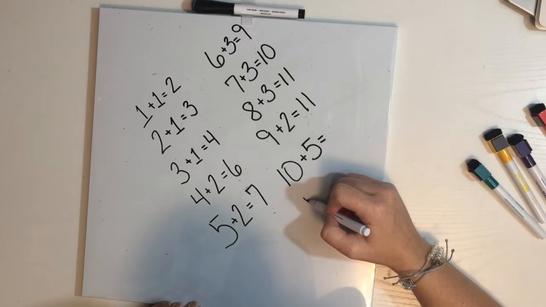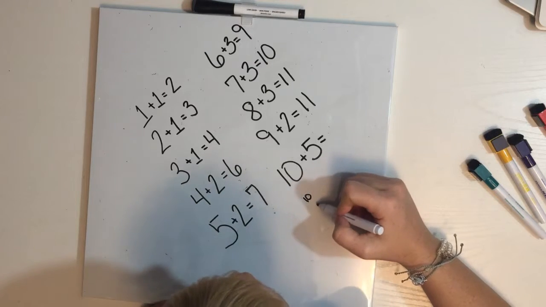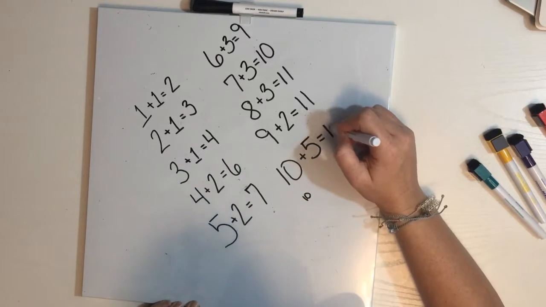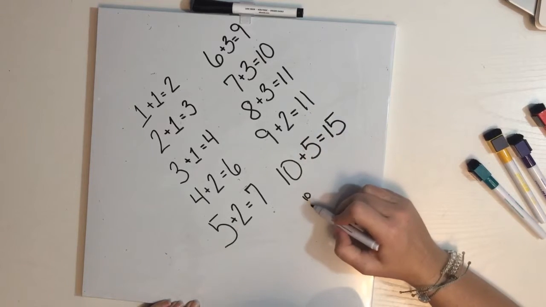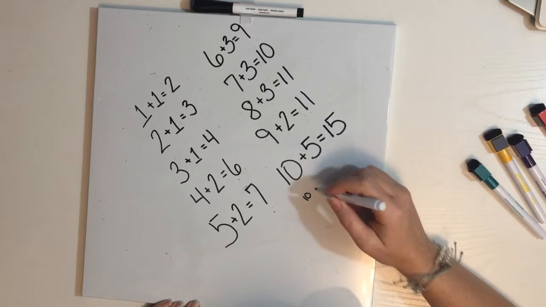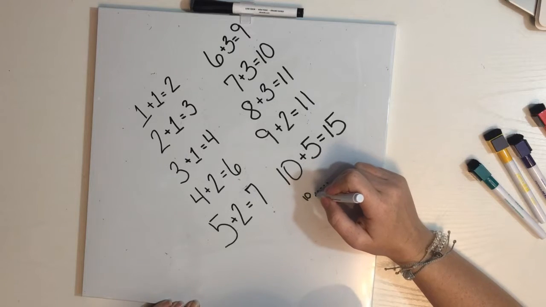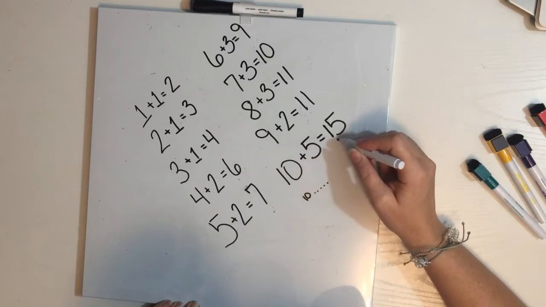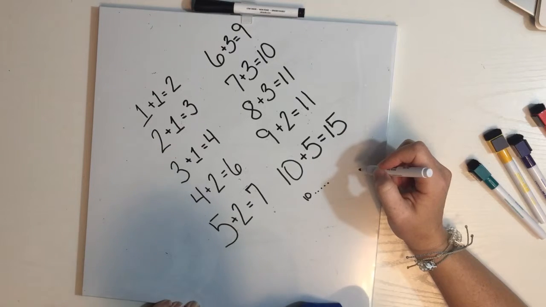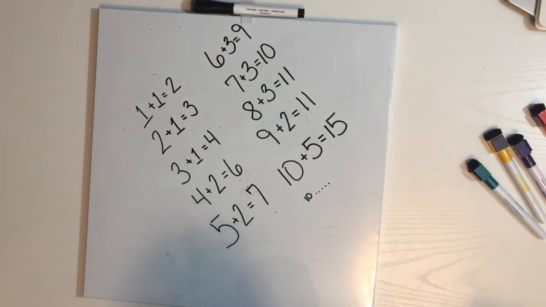So if you already have 10 and you add 5 more, 1, 2, 3, 4, 5. So you just say 10, 11, 12, 13, 14, 15. 15, you're right. Good job. Yay. All right. I have to do more math, please. More math.